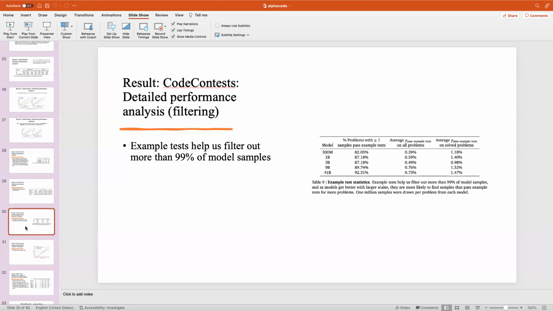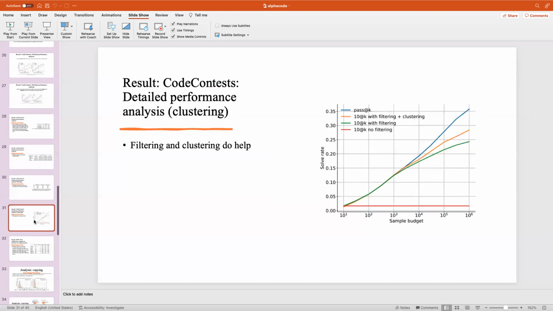And here shows the effectiveness of the filtering of the AlphaCode. So we can see clearly the example tests are really important in the AlphaCode model, and it helps filter out more than 99% of the model samples. So very, very effective.